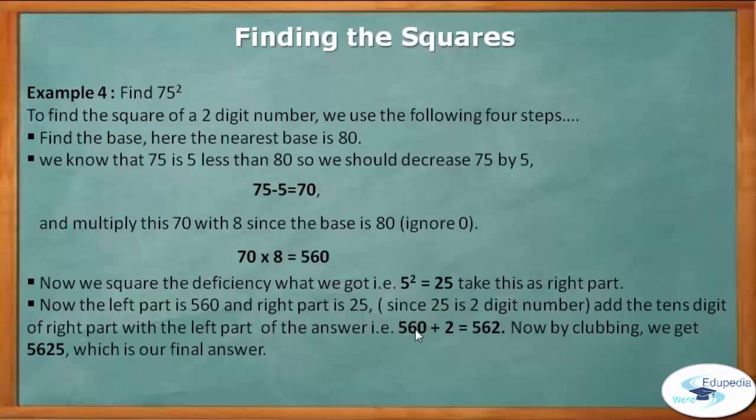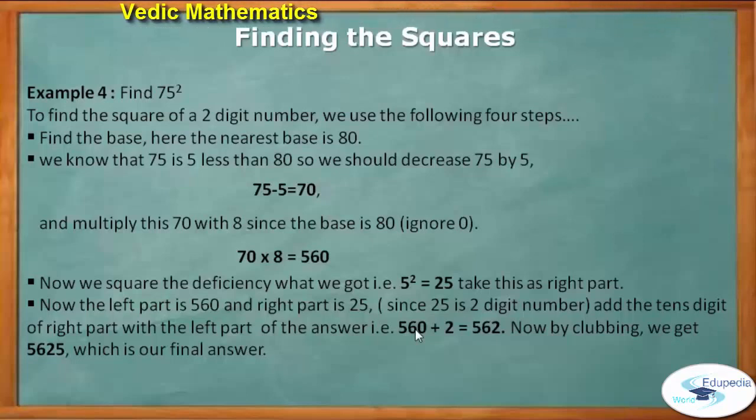As I said in the previous example, the number of zeros in the base should be equal to the number of digits in the right part of the answer. But here in the base 80 we have only one zero, whereas in the right part of the answer we have two digits, that is 25. So now I am going to take the tens place of the right part of the answer, that is 2, and add this 2 to the left part of the answer, that is 560. So by adding 560 with the 2, I get 562 as the answer.